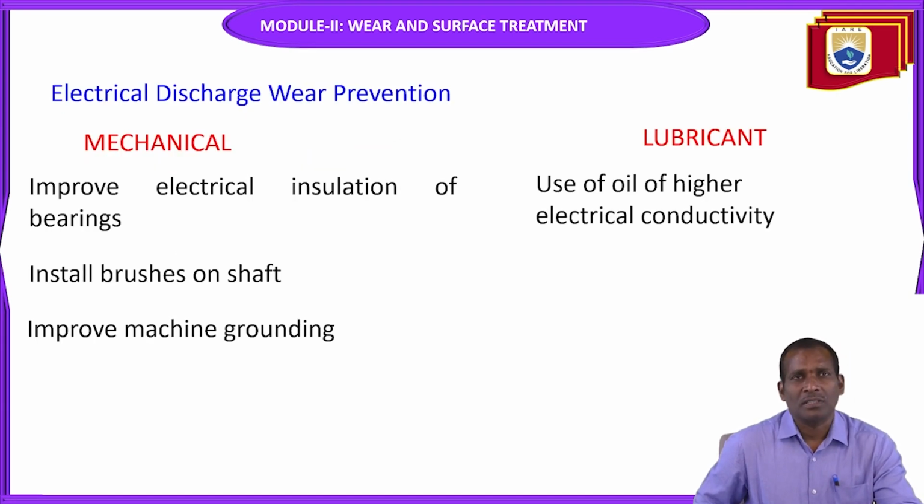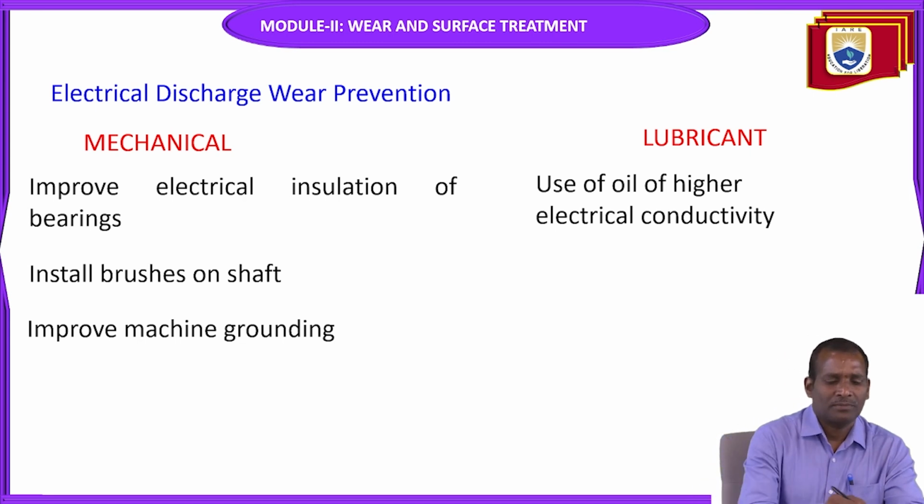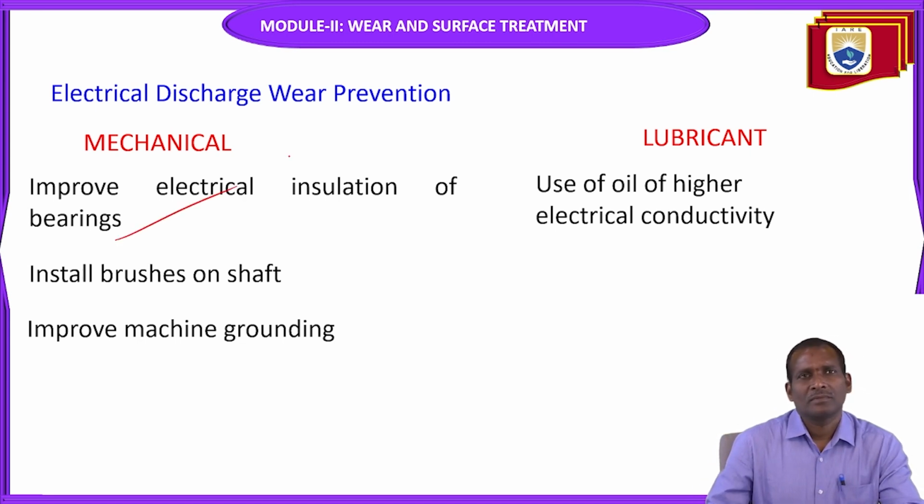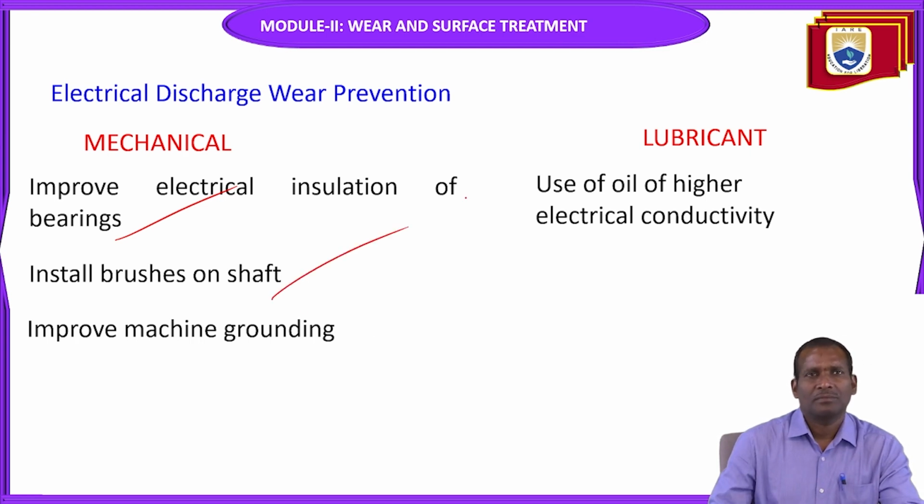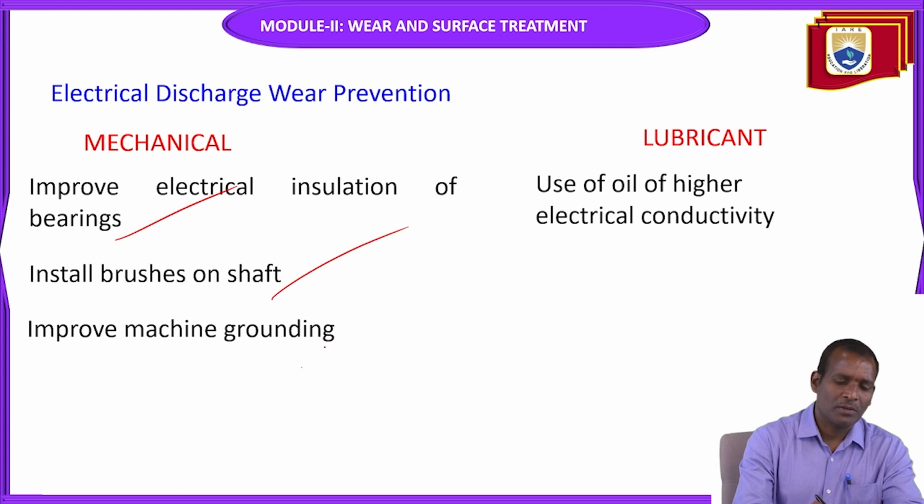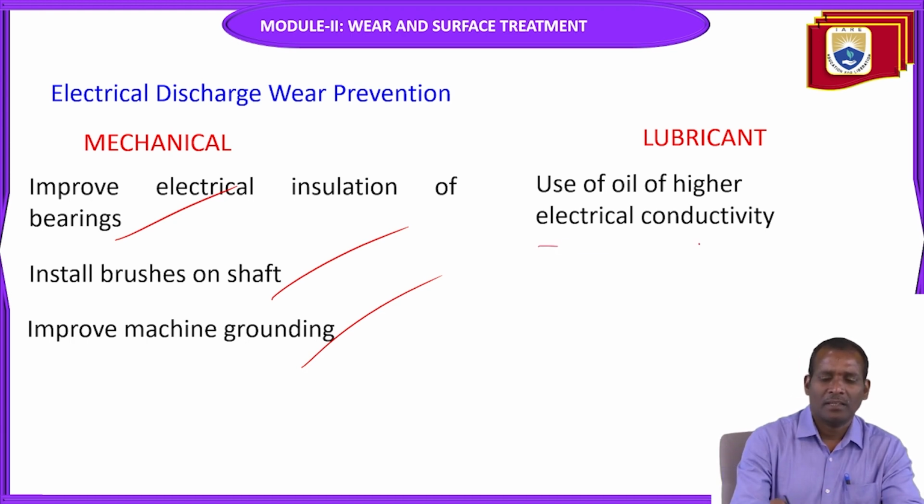The prevention is improve electrical insulation of bearings. Install brushes on a shaft. Improve machine grounding. Use oil of higher electrical conductivity.